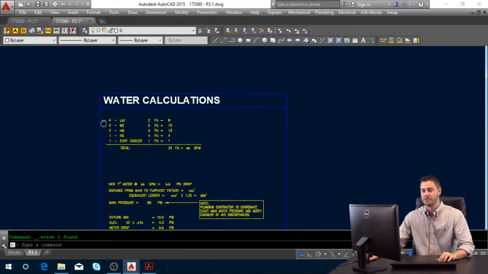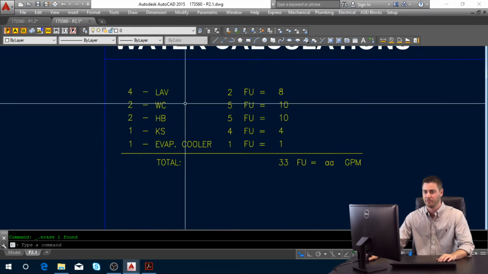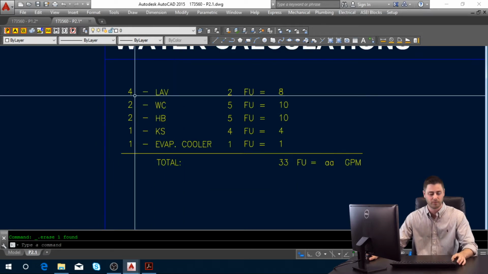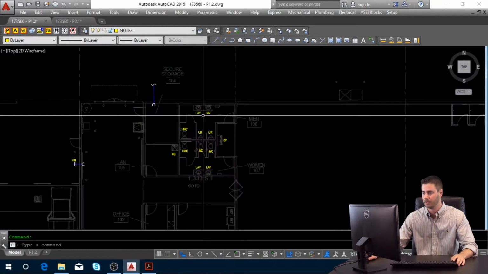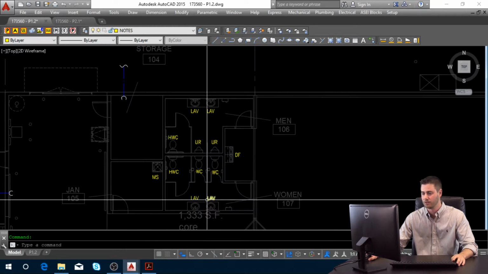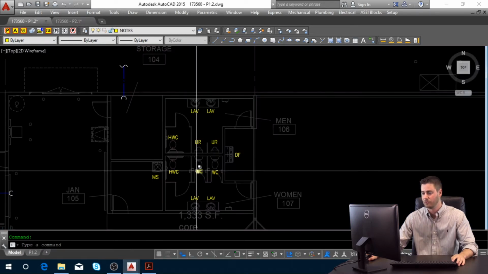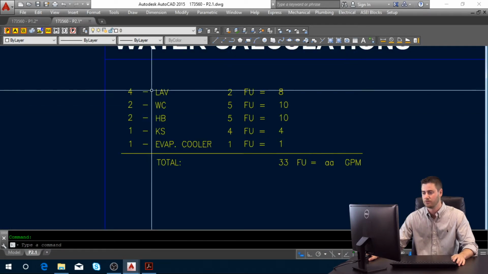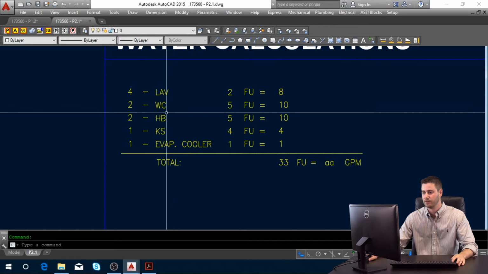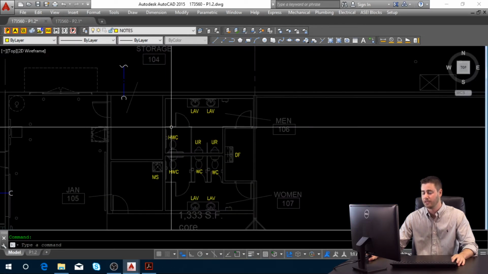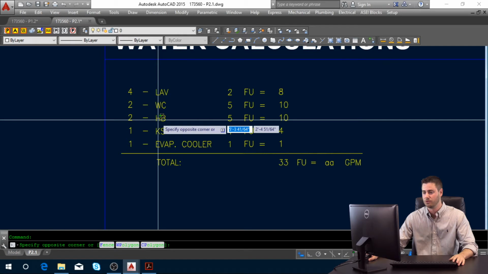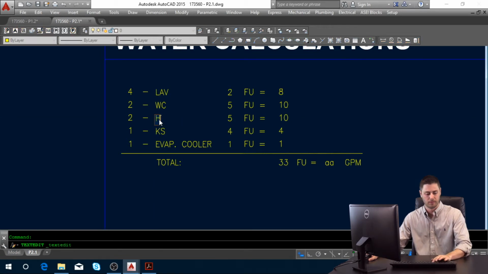So your first step is to input all of your different fixtures that you just labeled on the previous sheet. So in this case, we will go back to our floor plan. We notice we have 4 lavatories. Come back, 4 lavs. We have 2 water closets, 2 WC here. Next, we have 2 handicap water closets, so we'll edit this to show 2 HWC.